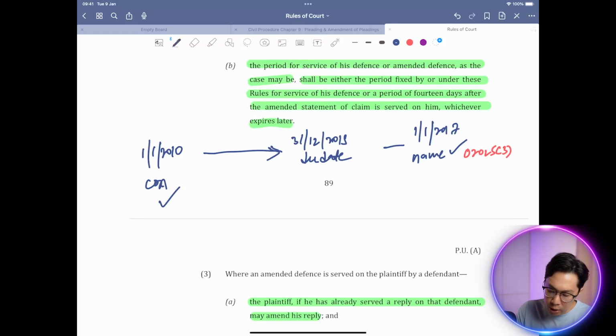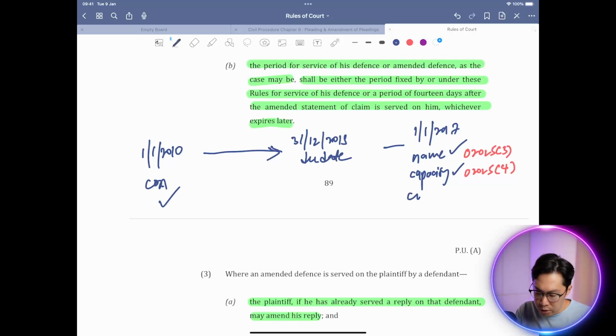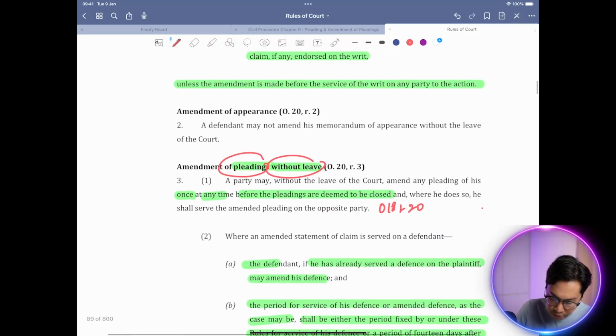You wanted to amend capacity. Can't. Order 20, Rule 5 sub 4. You wanted to amend cause of action. Can't. Order 20, Rule 5 sub 5, if you satisfy that the cause of action happened on the same day. So even for all these three things, you also need leave. Because here, leave.